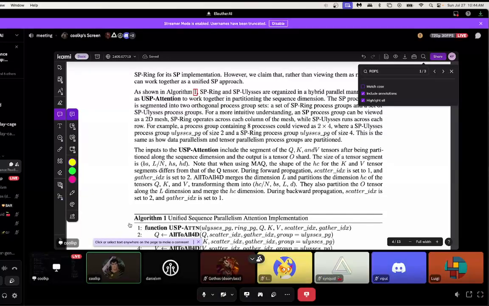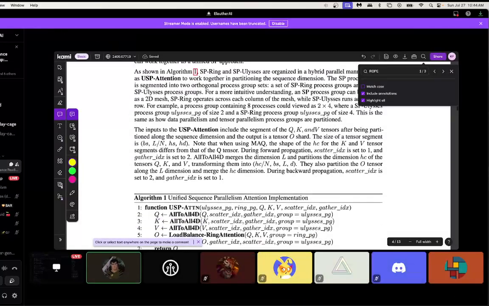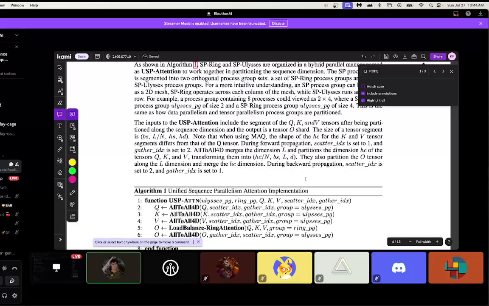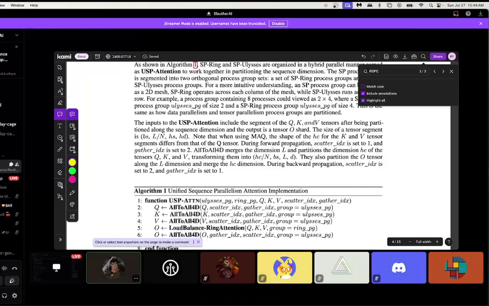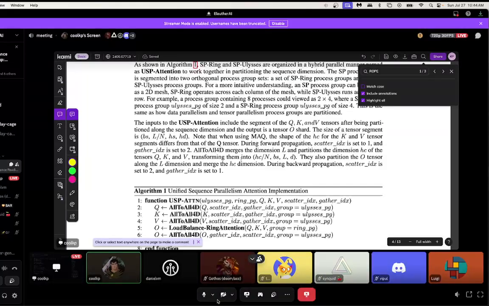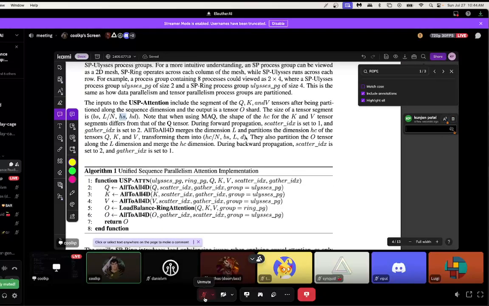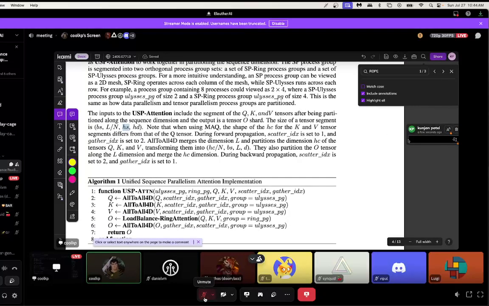The USP attention inputs are the segments of the Q, K, and V tensors after being partitioned along the sequence dimension, and the output is the tensor O shard. The size of the tensor segment is batch size, then sequence shard, which is sequence length divided by the number of devices in the sequence ranks, then head size. Well, that should be wrong. I think they meant to say HC here, the head count. And then the last dimension is the head dimension.